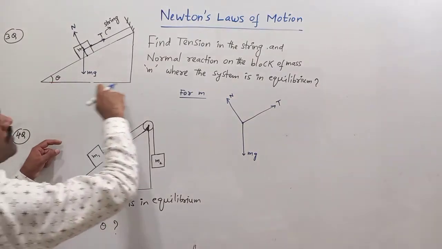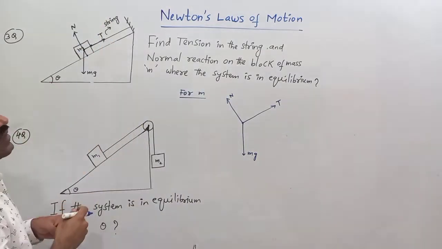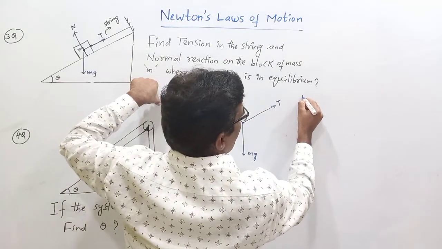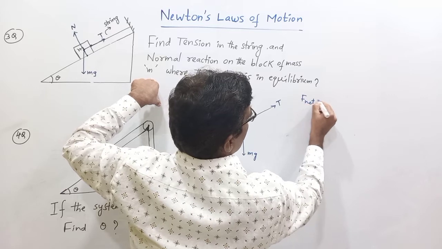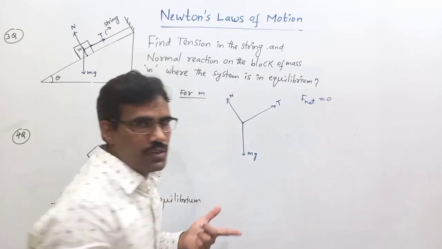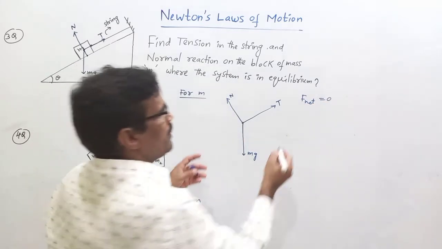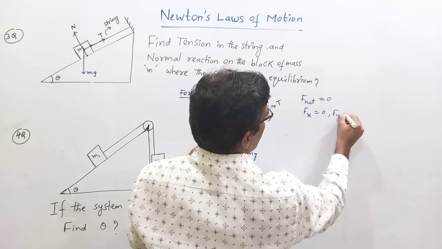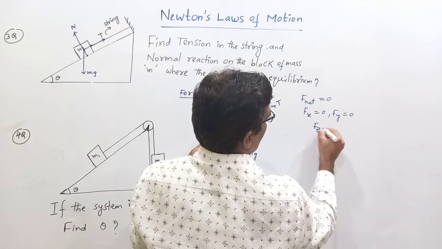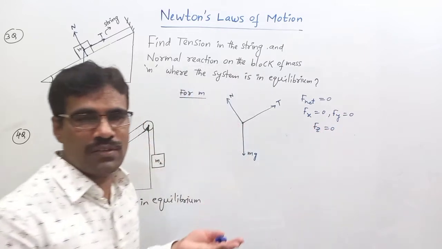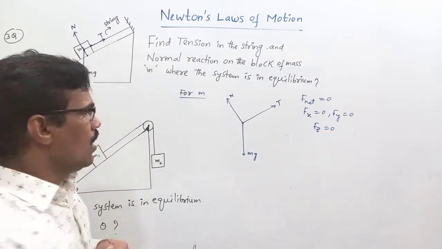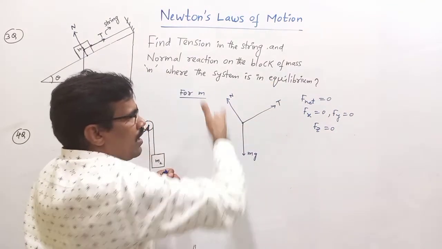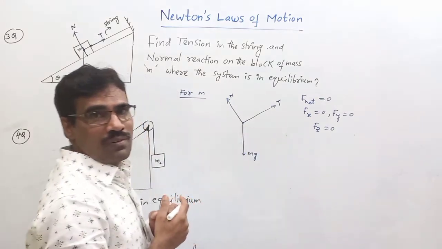We know that this is the x-axis, this is the y-axis. In equilibrium, what is the meaning of equilibrium? Equilibrium means net force 0. Net force 0 in all directions. That means here Fx equal to 0, Fy is equal to 0, Fz also 0. In all directions, net force 0. Along this direction also net force 0, along this direction also net force 0.